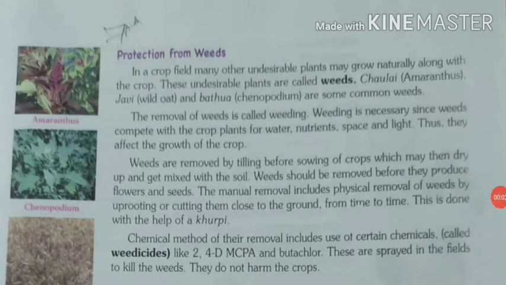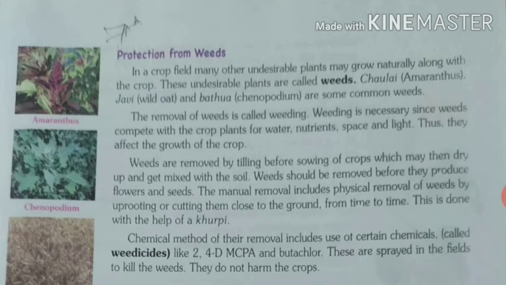Okay, so let's move toward protection from weeds. So what are weeds? When we grow a food crop in the field, then in addition to the crop plant, many small unwanted plants also germinate and grow in the field naturally. The unwanted plants or wild plants which grow along with a cultivated crop are called weeds.